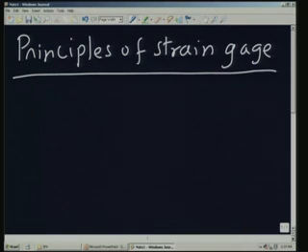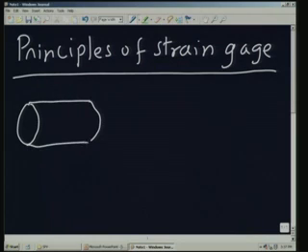So, let us assume that we have a cylindrical object. For example, it could be a wire. So, I will say the length is L and the area of cross section is A. So, I have a small piece of material in the form of a cylinder which has got a length L and a cross sectional area equal to A. This is a solid cylinder.